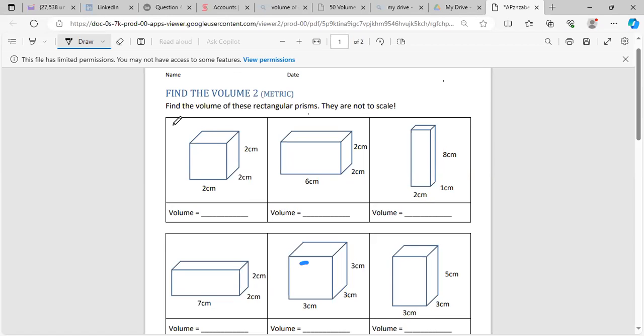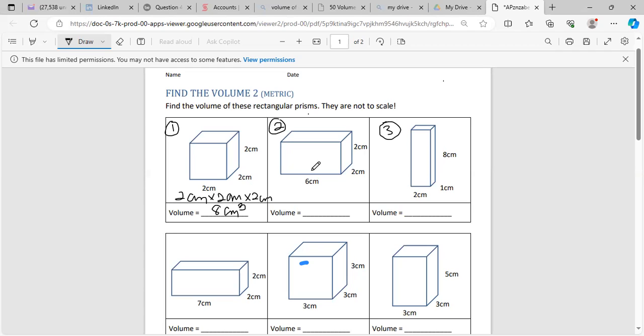So let us put number 1 here. Okay, sir. As you said, you're going to multiply all those three numbers. So you're going to say 2 times 2 times 2. That equals 8. Very good, centimeters cube. Perfect. So as he said, guys, it will be 8 centimeters cube.